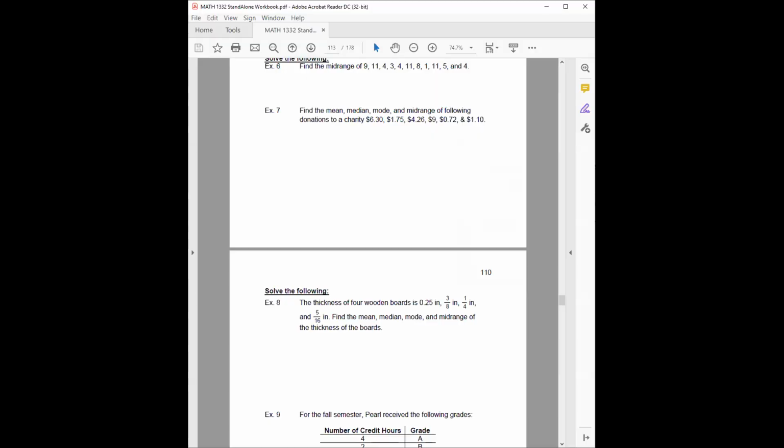So the biggest value here is 630, right? No, $9. $9 plus the smallest, 72 cents. So that number will be your mid-range. So this is mid-range. Anyway, any questions on finding mid-range, mean, median, or mode? Is that clear?